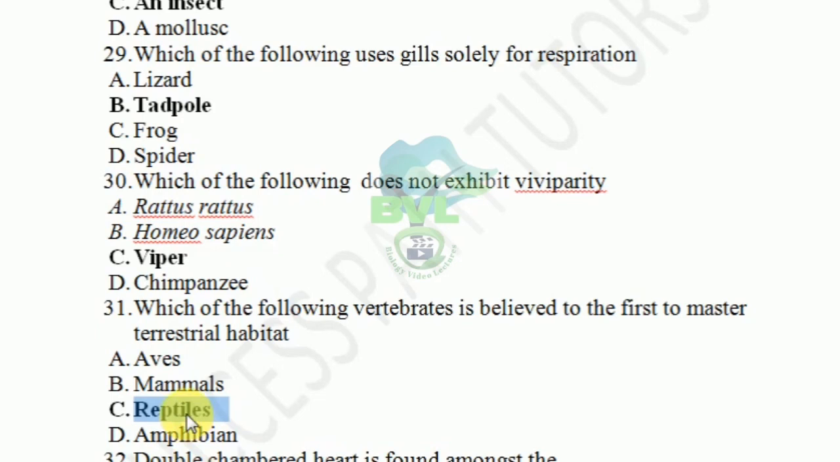We might have some exceptions though, but according to evolution, reptiles are the first to master land. Master means they are able to stay. But if this question were to say the first to stay on land, the answer would be amphibia. Alright?